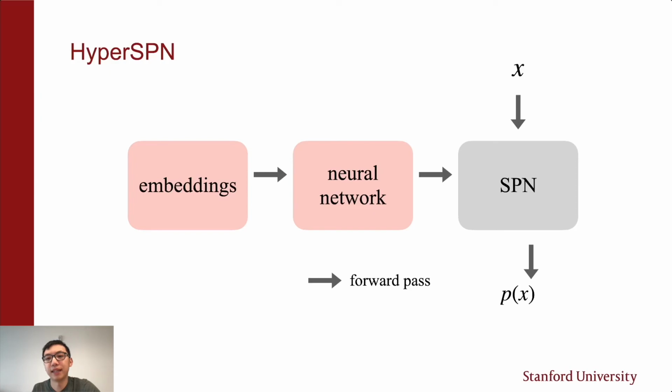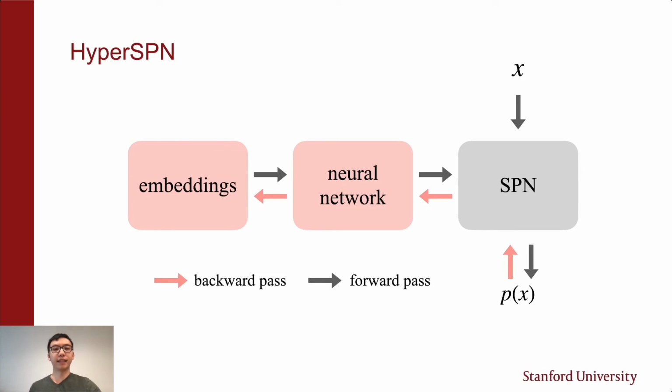Then given our SPN, we can evaluate it on the data as in standard density estimation. Then we can back propagate through the SPN, through our neural network, and back to the embeddings. Here the SPN is denoted in gray because it actually has no trainable parameters. Its parameters are a deterministic mapping of the embeddings and the neural network, which is what we're actually training.